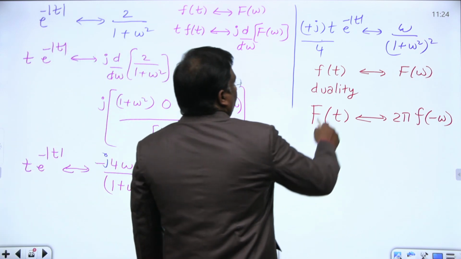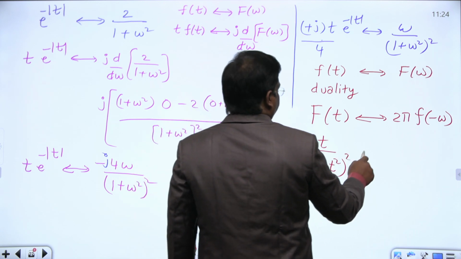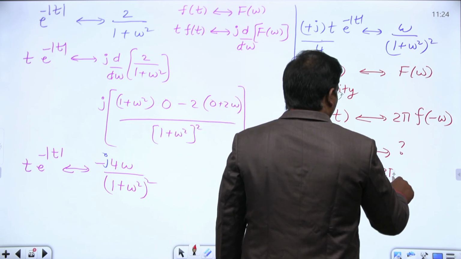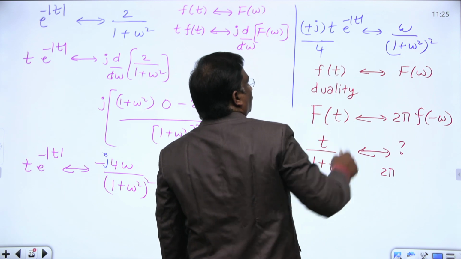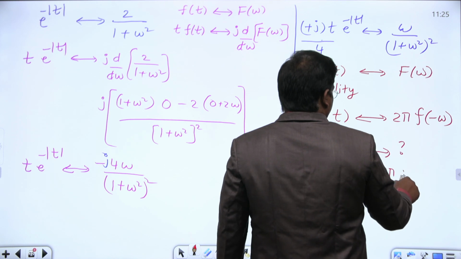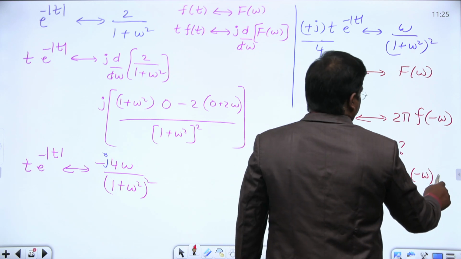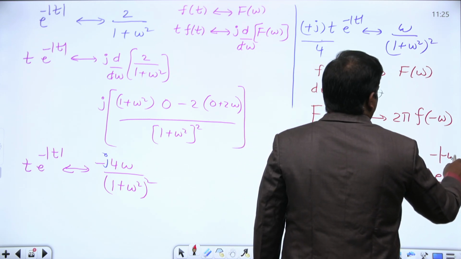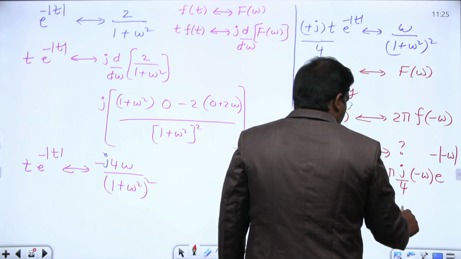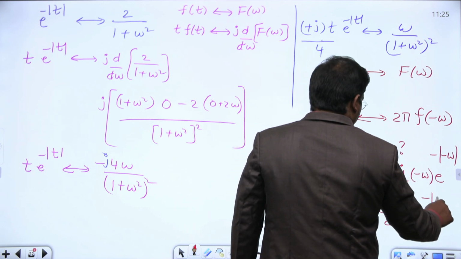Finished. Therefore, what is the Fourier transform of this t by (1 plus t square) whole square? It is 2 pi into this function, where wherever t is there, you substitute minus omega. So it is j by 4, and wherever t is there, you substitute minus omega, into e power minus mod of minus omega. Okay, this is pi by 2, j is there, and minus omega e power minus mod omega.